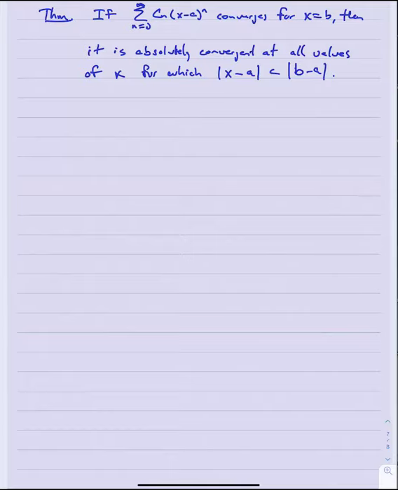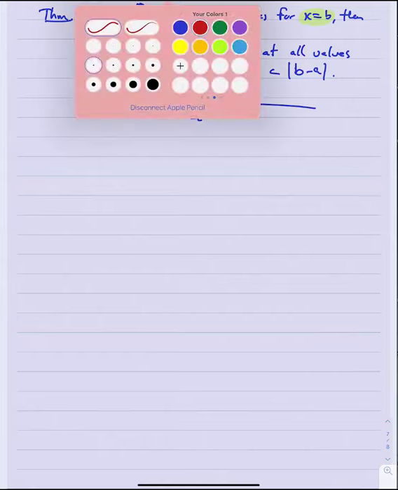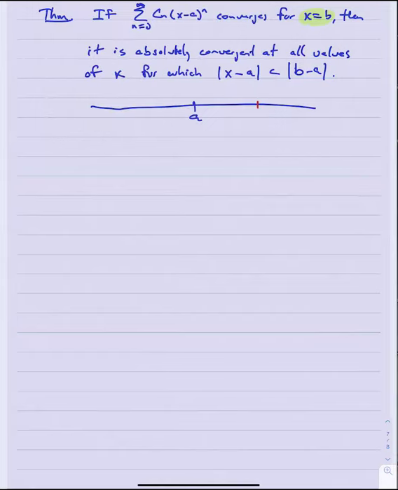And that's one of those statements that at first leaves you a little cold about what it's actually saying, but if we draw a picture, it's very simple what it's saying. So first of all, say A is the center of this series, and then suppose there was some number b at which we also knew, maybe just by trial and error, by testing, that this power series also converged. And it could be to the left or the right of A. Let's just put it over here somewhere. Okay, so let's say we know the center is A, and let's say we know it converges at B.